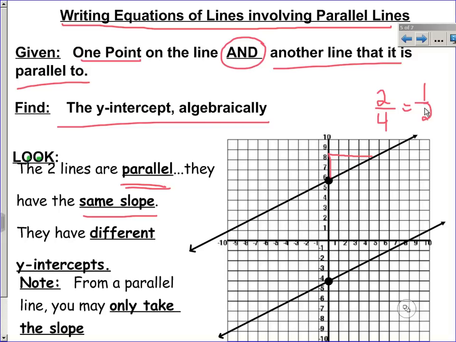It looks like I probably could have picked this one up here as well. Let's test it out. If I rise 1 and run 2, I hit a point on the line, therefore the slopes are the same. What is different about them is they're passing through the y-axis at different places. So if I know my slope and I have a point on the line, I can figure out different lines that could be parallel. From a parallel line, you may only take the slope. That's the only thing you're taking because the y-intercepts will be different. So what does this mean to us?